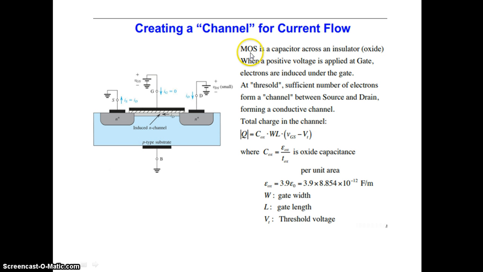Metal oxide semiconductor is a capacitor. The metal layer and oxide layer act as a capacitor. MOS is a capacitor across an insulator. When a positive voltage is applied to the gate, the electrons are induced under the gate. At threshold, a sufficient number of electrons form a channel between the source and the drain. That is called the induced N channel. A channel is formed, and through this channel only the electrons flow.